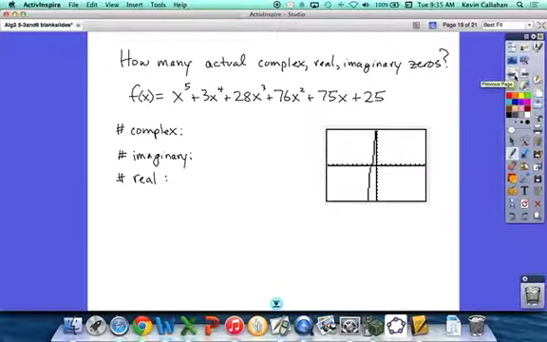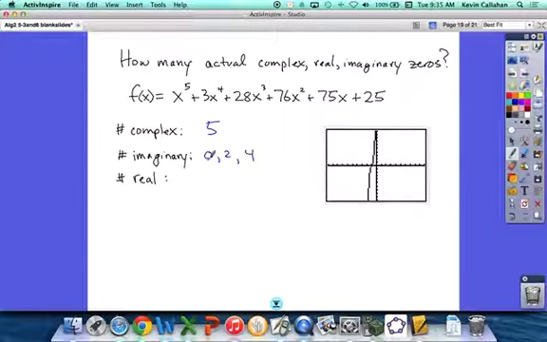Okay, so let's do the same drill first for this one. It's x to the 5th, right? So how many complex zeros does it have? 5. How many possible even imaginaries could you get? How many even numbers are there between 0 and 5? It's 0, 2, and 4, right? It could be one of those.